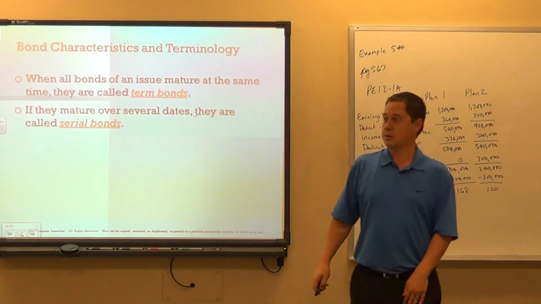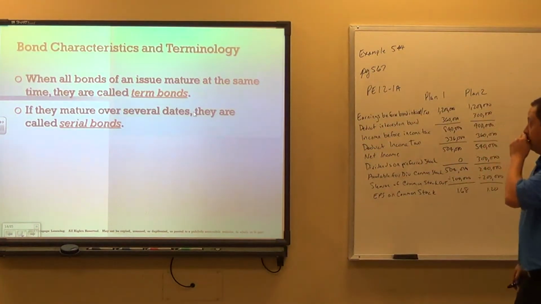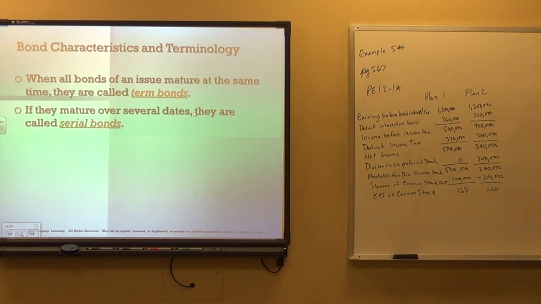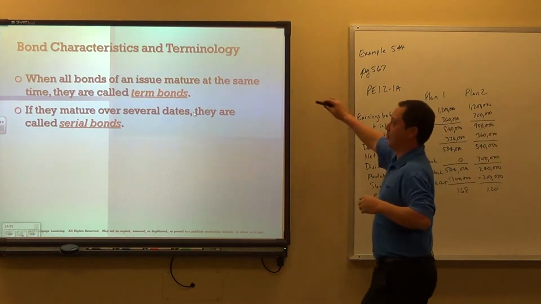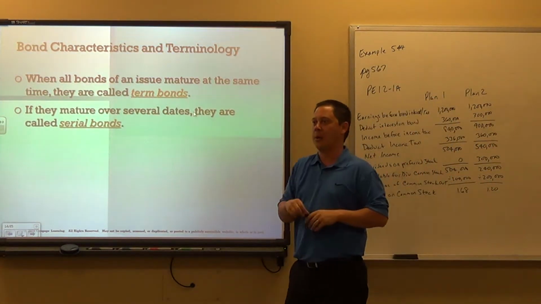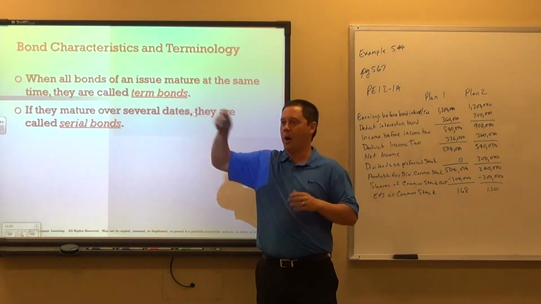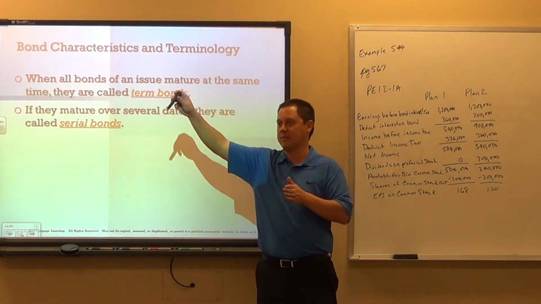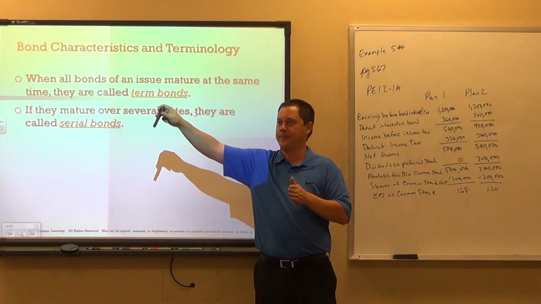When it says issue, they're just maturing at the same time. So 5 years from now, we may issue 20 bonds. Right now, we issue 20 bonds, and 5 years from now, they'll mature all at the same time.